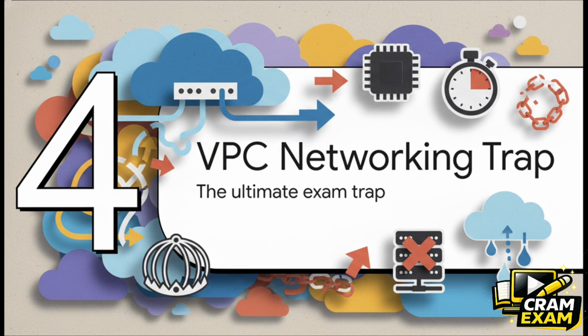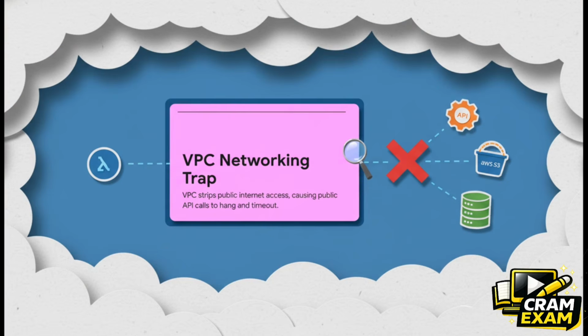Let's look at Section 4, the VPC networking trap. This is the ultimate exam scenario. This specific trap happens in production all the time. What if you gave your function a massive 10 gigabytes of memory, a full 15-minute timeout, and it still hangs and dies every single time? Well, it's usually because of this.